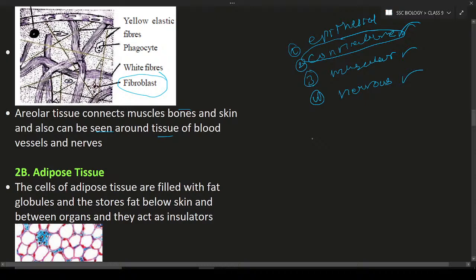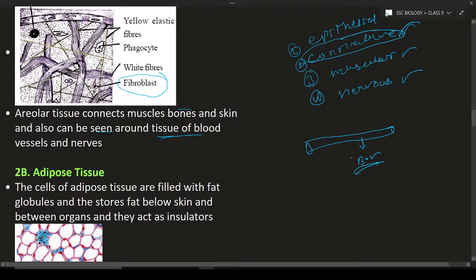Blood vessel is nothing but a tube. This tube is going to carry blood. If any tube carries blood in the body, that tube is known as a blood vessel. So areolar tissue is going to connect bones and skin, and such areolar tissue can be seen around the tissue of blood vessels and also nerves.